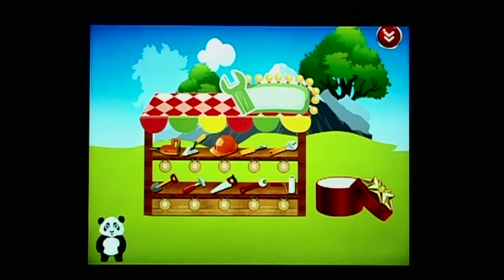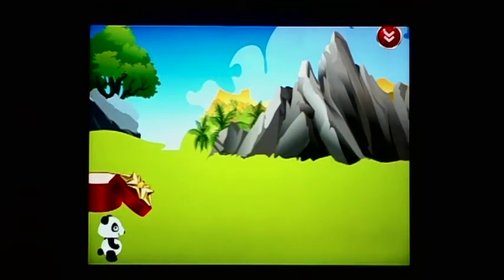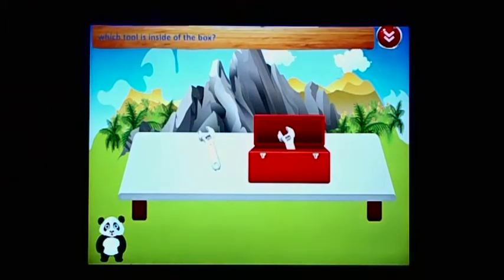Congratulations! You got a useful tool. Which tool is inside of the box? Well done!